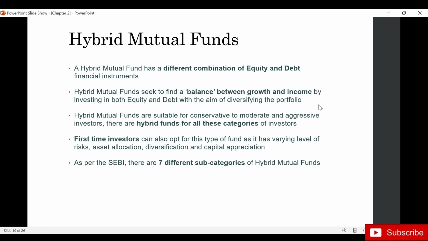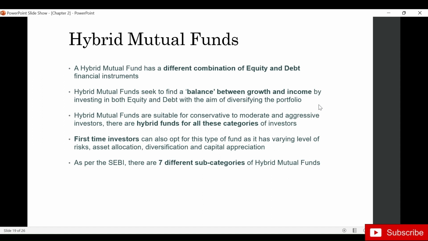So, a hybrid mutual fund is a combination of equity and debt financial instruments. Hybrid mutual funds aim to strike a balance between growth and income by investing in both equity and debt instruments. And the aim here is to diversify the portfolio. Hybrid mutual funds are suitable for all categories of investors, conservative, moderate, and aggressive, because there are hybrid funds for all these categories of investors.